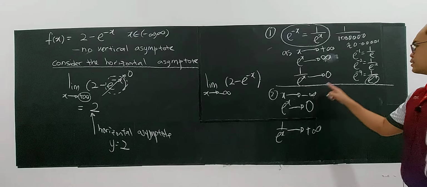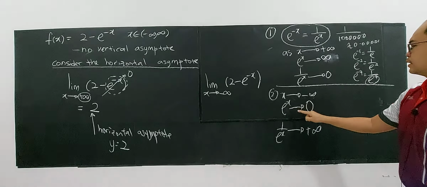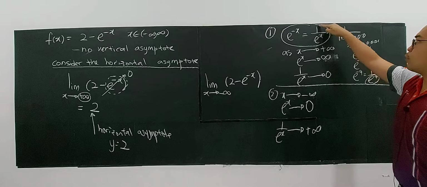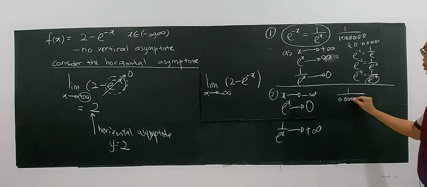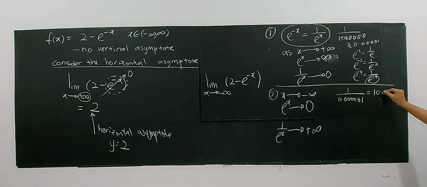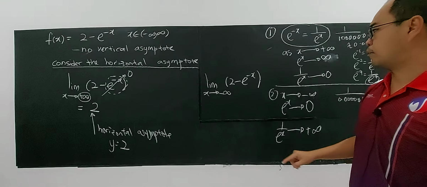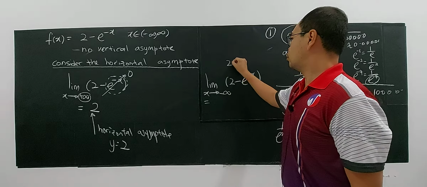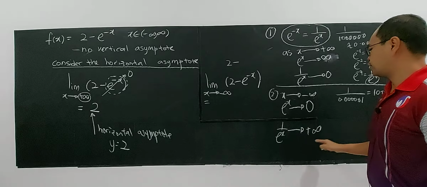Because why? As e to the x is getting near to 0, 1 over something that is very near to 0, you are getting a very big number here. So this one is getting a very big, positive number. So it means that you know that 2 minus infinity, right? You're getting a positive infinity.